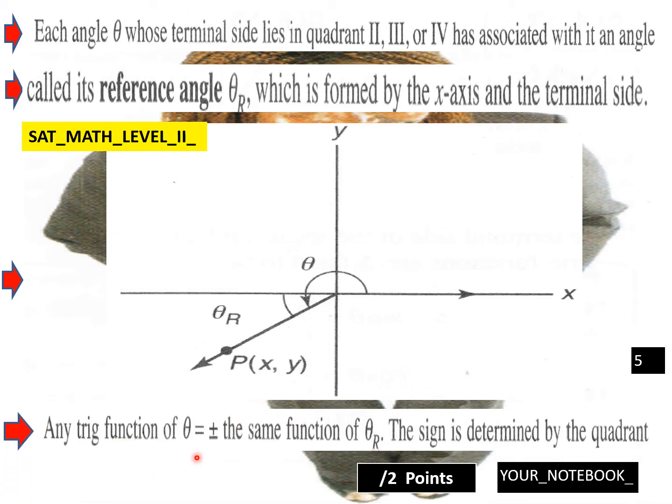Any trig function of theta equals plus or minus the same function of theta reference. The sign is determined by the quadrant in which the terminal side lies. So this quadrant here is quadrant 3. So you have negative x's here and negative y's here as well. This would be a negative y and this would be a negative x. So it'll be positive. The sign is determined by the quadrant in which the terminal side lies. So for the trig function of theta here, you'd have a negative x and negative y, so it'll be positive in quadrant 3.